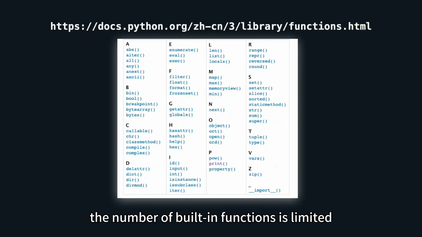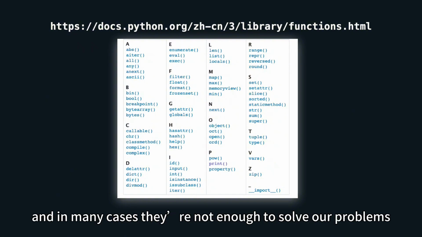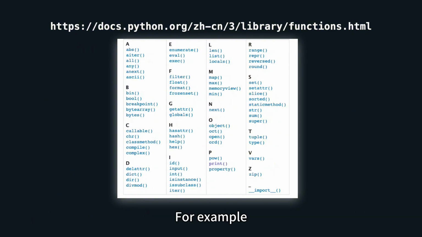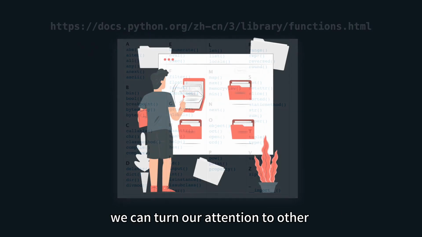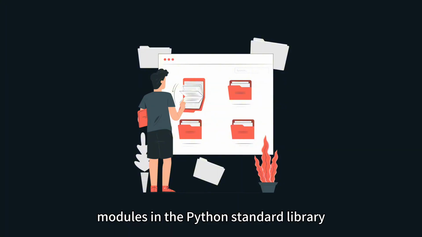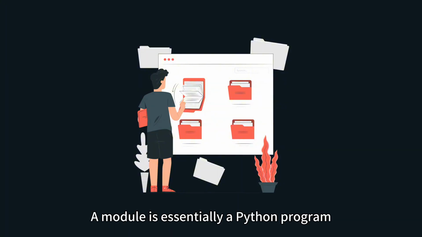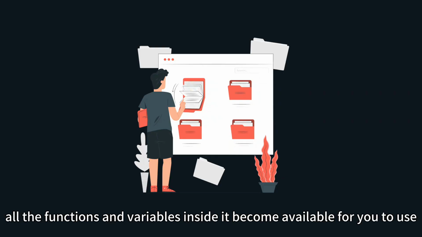However, the number of built-in functions is limited, and in many cases, they're not enough to solve our problems. For example, there isn't a built-in function that helps us calculate the median. At this point, we can turn our attention to other modules in the Python standard library. A module is essentially a Python program. After you import a module, all the functions and variables inside it become available for you to use.